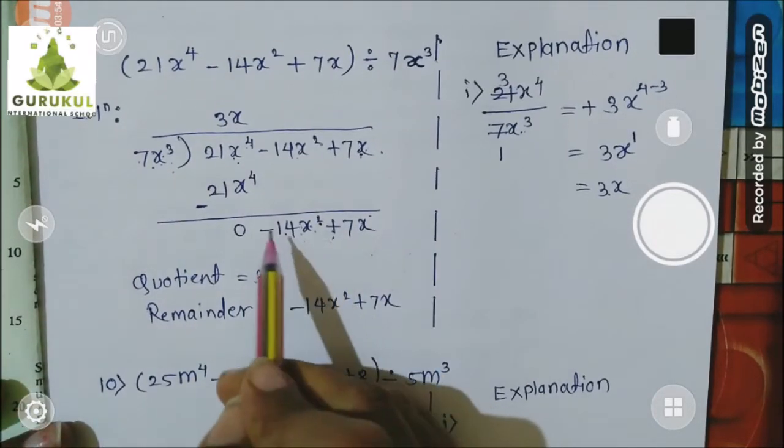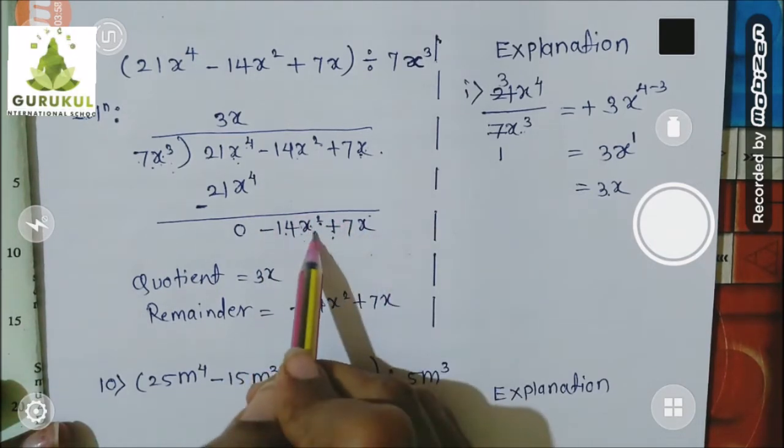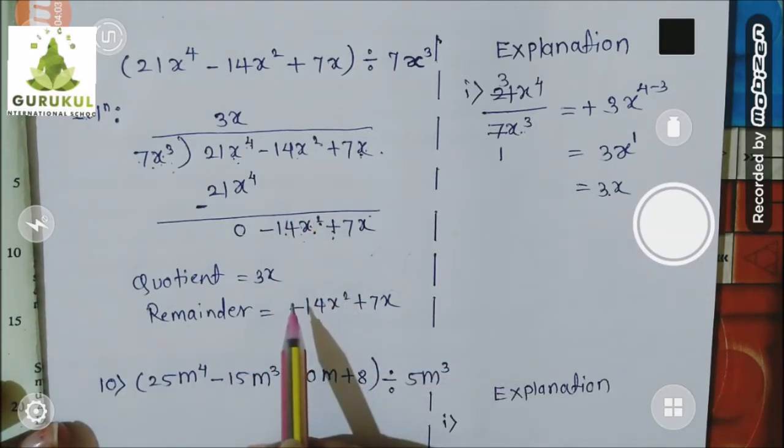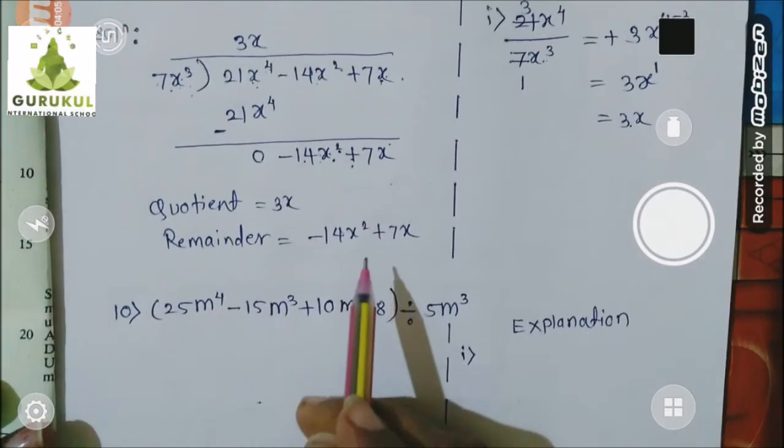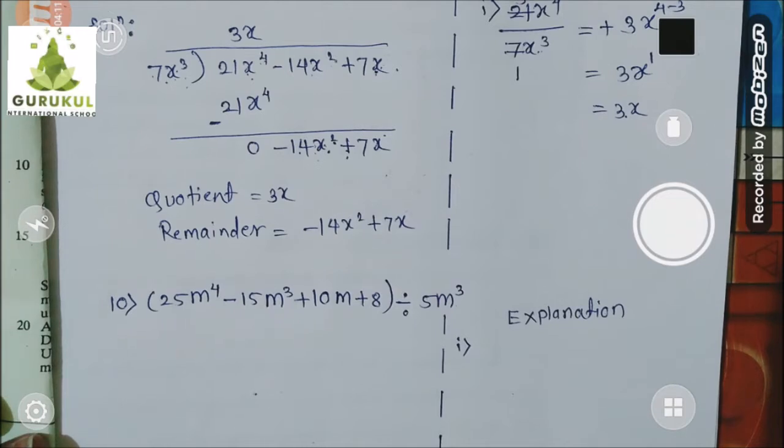So every time you will not get the remainder 0. If you get a remainder whose degree is less, then you have to stop there. And if you don't, then continue the division till you get remainder 0. Okay. Now we will go for the next example, but in the next video. Thank you.